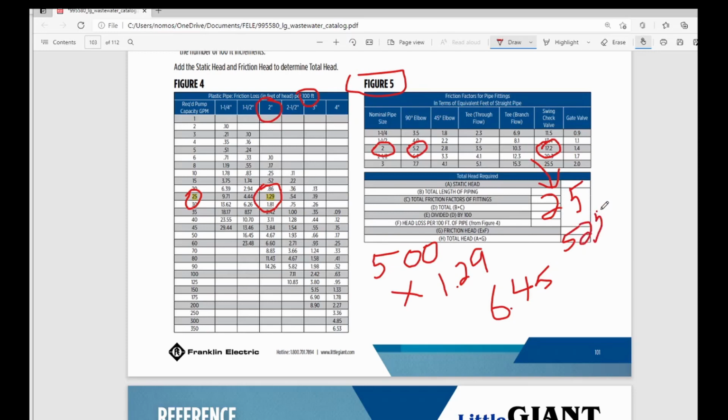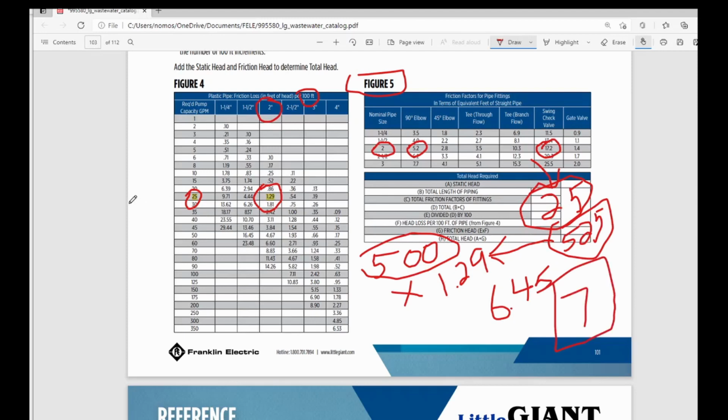525, right? I added this to this, and I got 525, which is this, and I'm going to multiply that times this because it's still the same friction loss per 100 feet of pipe. So 1.29 times 5.25. 6.77. I'm going to round up to 7. 7's a lot easier to remember.